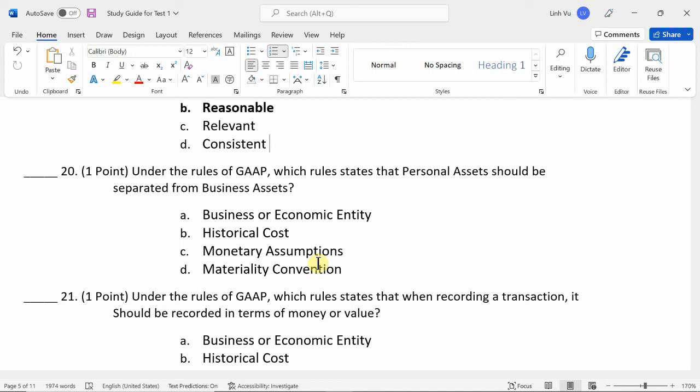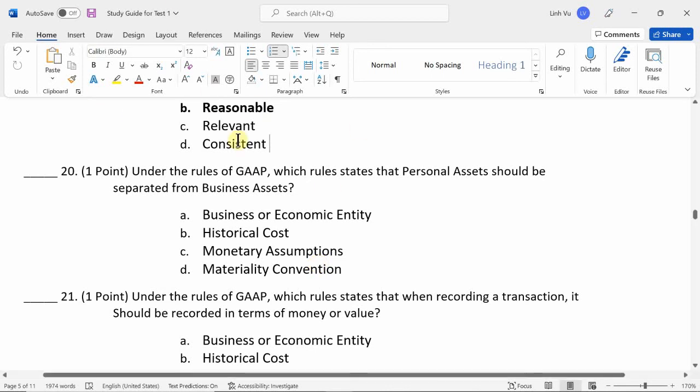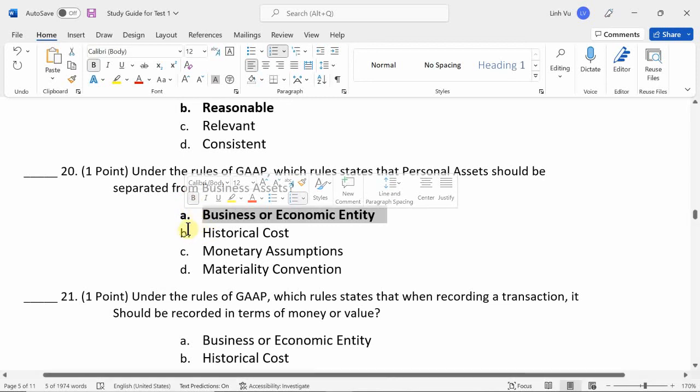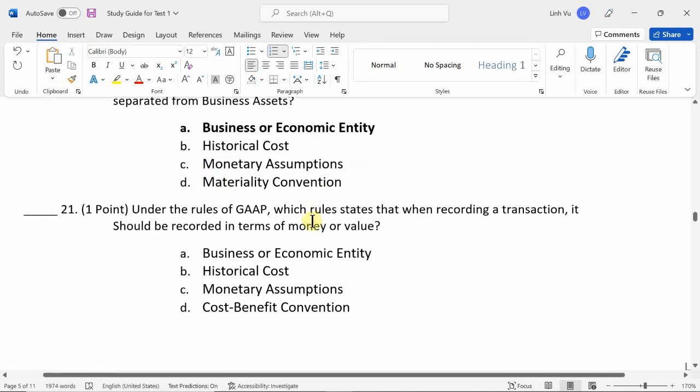Number 20. Okay, under the rules of GAAP, which rule states that personal assets should be separated from business assets? A, business or economic entity, yes. So you can get definitions or you can get applied knowledge. Okay. Number 21. Under the rules of GAAP, which rule states that when recording a transaction, it should be recorded in terms of money or value? B. Not historical cost.